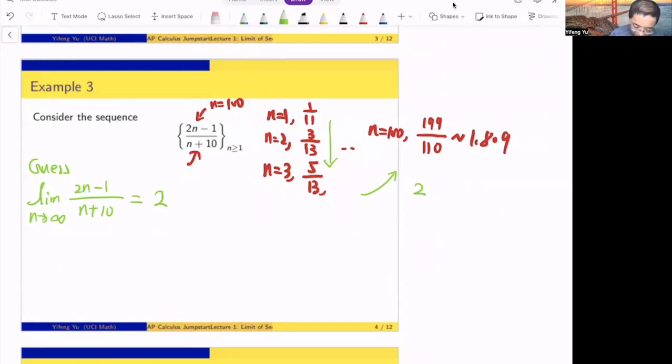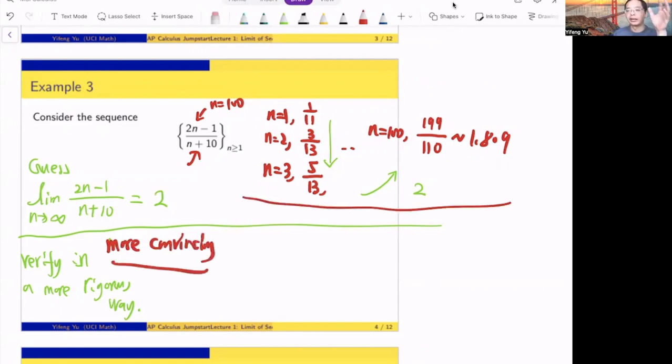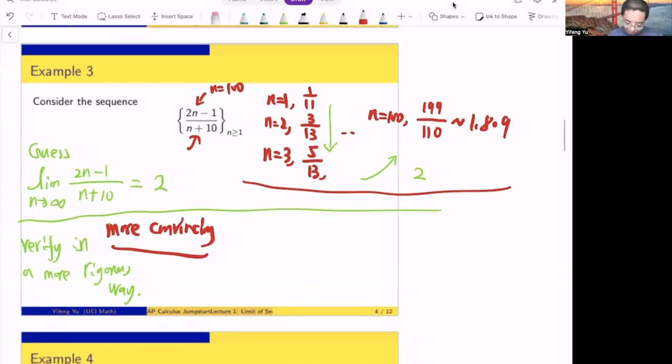All right. Now, we want to verify it in a more rigorous, or more convincing, way. When we use numbers to try to identify the limit, it is very elementary, but meanwhile it is very inefficient, because sometimes you have to plug in many values of n to identify the number. And sometimes you are probably never able to identify the limit just by plugging in numbers. So let's use other methods.